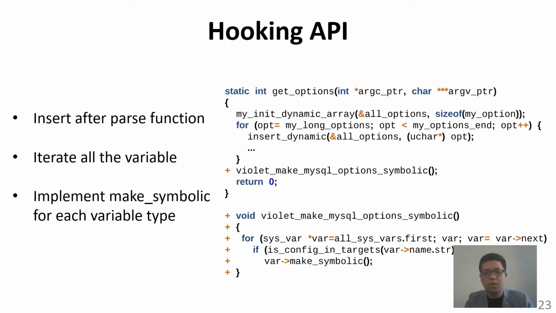Here is an example for hooking MySQL. After the MySQL parser function, we add a hook to iterate over all the variables in the dictionary and implement a make symbolic function to make different types of variables symbolic. By doing so, we can easily make any configuration symbolic.